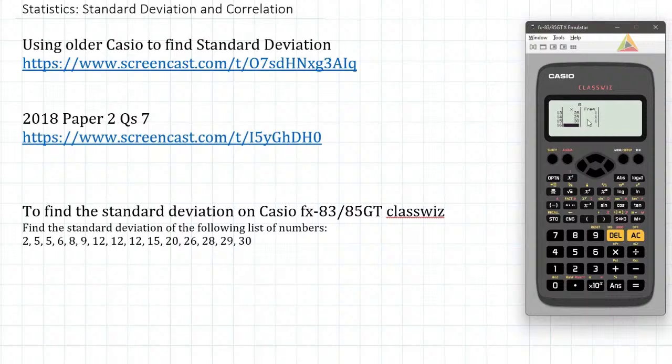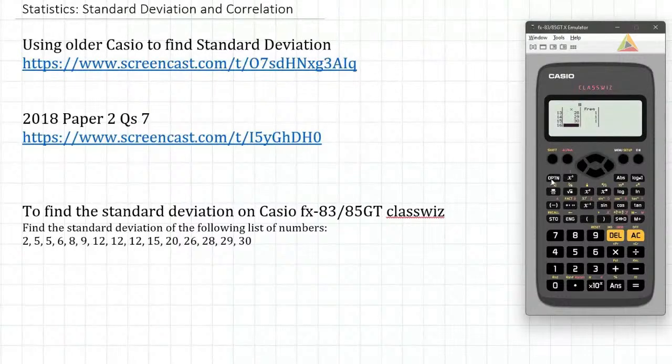Okay, so I've put in all 15 terms that are on my list. I can see that we've gotten down as far as number 15 and that X value is 30. For each of them, the frequency has been set at 1. I want the calculator to do the analysis for me, so I want the calculator to work out the standard deviation for me.